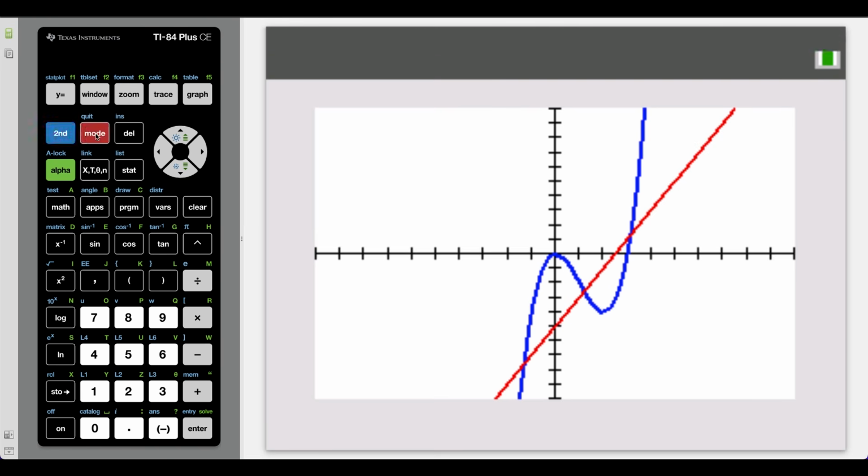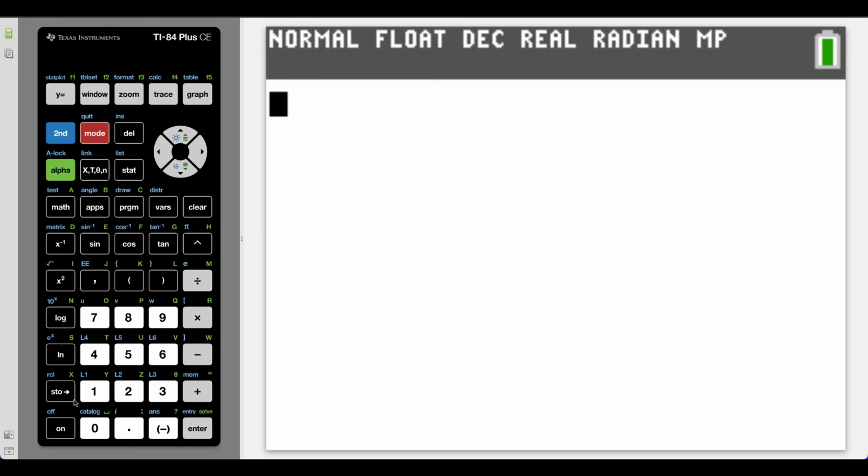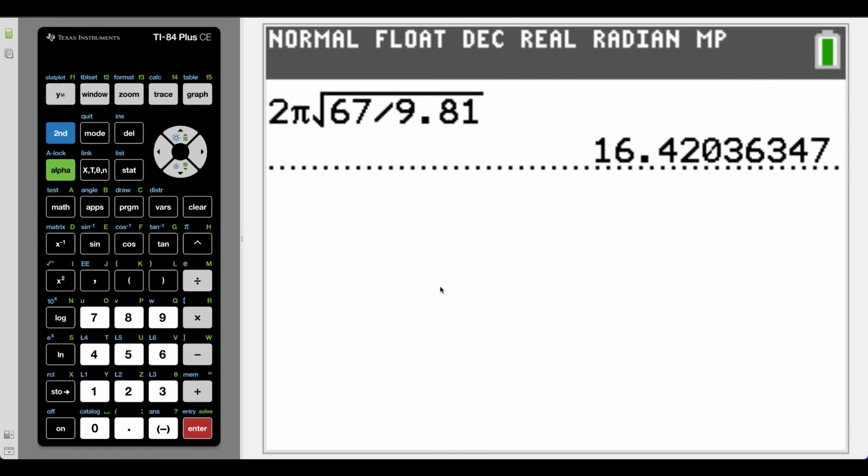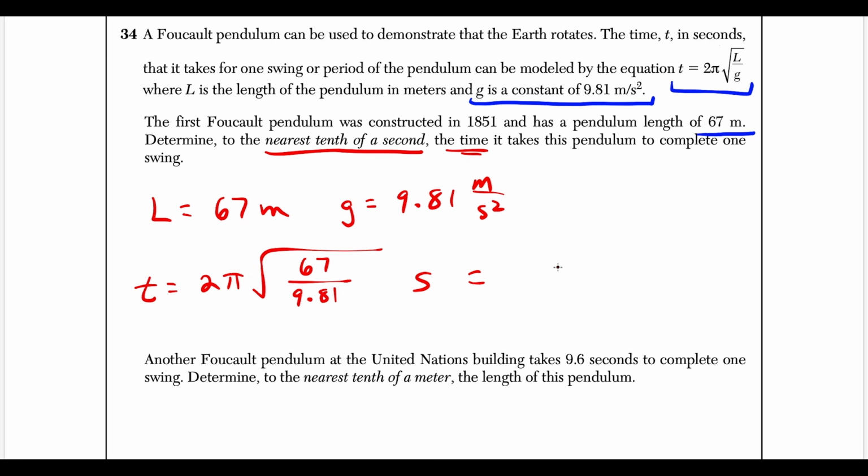So let's just go back to the main page here. So we have the expression 2 pi, so second up arrow here, and then we have the square root of 67 divided by 9.81. So this is, once again, just all calculator work. And we're rounding this to the nearest tenths place. So to the tenths place is a 4, to the right is a 2. So we're rounding this down to 16.4. So this tells us t is equal to 16.4 seconds.